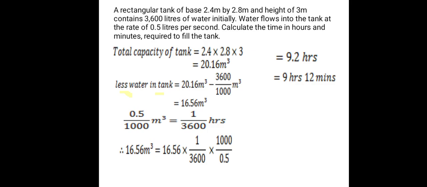Now we have been told that the tank is containing 3,600 liters of water. Now let's find how empty the tank is. We shall take 20.16 cubic meter minus the 3,600 liters. If converted to cubic meters, we divide by 1,000, because 1,000 liters make 1 cubic meter. So we find that the tank is empty by 16.56 cubic meter.